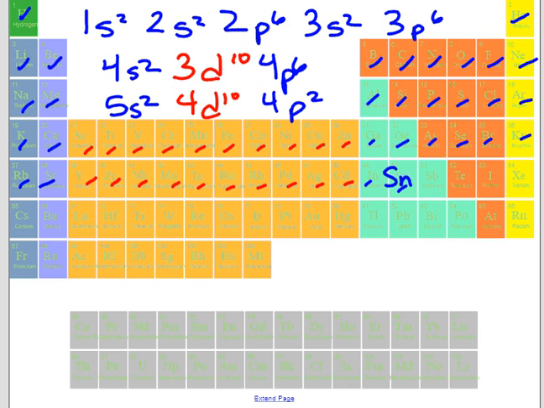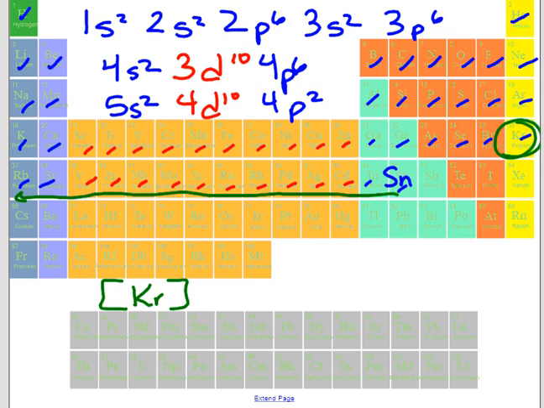Now I'm going to show you a shortcut. There is a noble gas shortcut, and that says, go to the last noble gas you passed on the way here. So if I back up until I reach the last noble gas I passed, it was krypton. Everything up until krypton was completely full. Those were inner shells. There was nothing I could do really as a chemist in terms of using them. I know as a chemist that I use my valence or outer electrons.